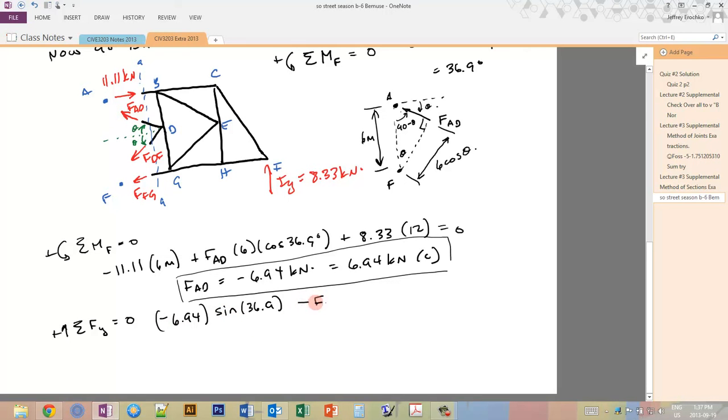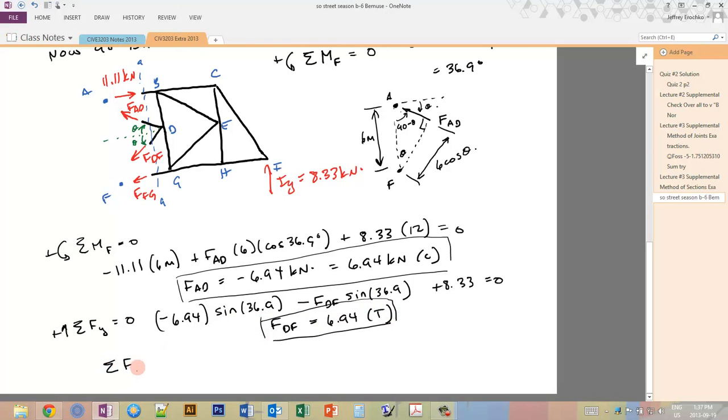And then negative FDF, which is pointing down as well, times sine of 36.9, okay, because it's the opposite force component using this angle, plus 8.33 equals 0, and that gives us FDF is equal to 6.94, and since that's positive, it means it's in tension, which is what we assumed.